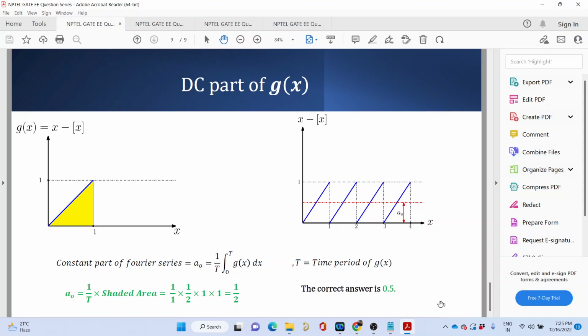Is the solution clear to everybody? Yes, sir. Is it clear to everybody? Hari, is it clear to you? Yes, sir. Okay. So now let us move to the next question.